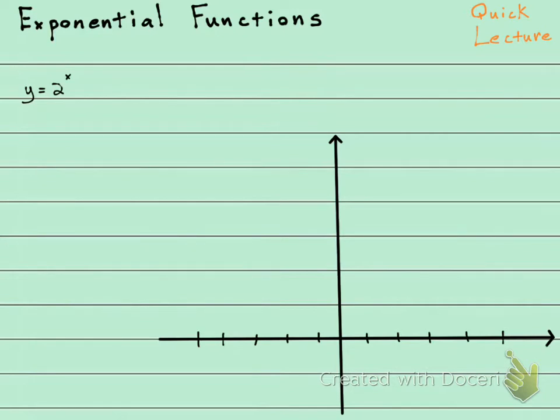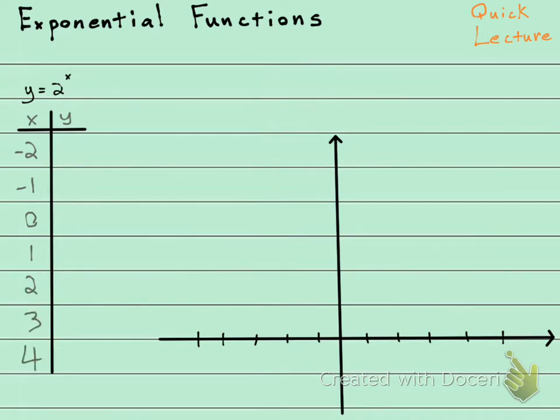So the best way to explain an exponential function is, let's just go ahead and graph it. And I will make a t-table. And we're going to put in some numbers here. Let's put in for x a -2, -1, 0, 1, 2, 3, and 4. Okay, and that should be enough to show us this general shape.